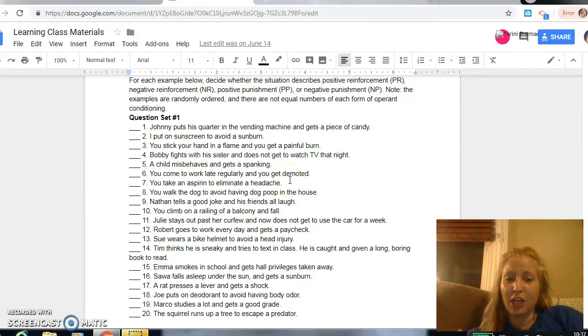This one, number 7, you are taking an aspirin to eliminate a headache. Again, think about this. So, the behavior is what? Yeah, taking an aspirin, and it's in order to eliminate a headache, which is a stimulus, so I'm taking it away. So this becomes negative reinforcement.